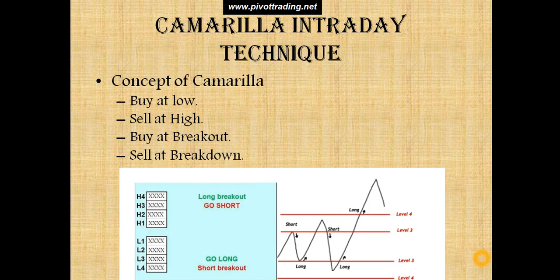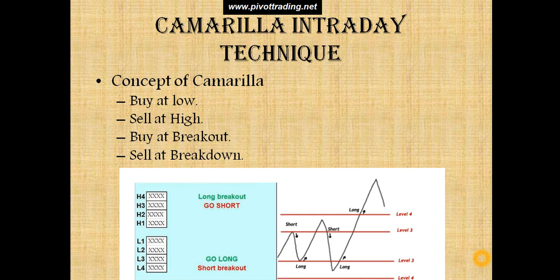Let me explain the basic concepts of Camarilla. The very basic, simple concept of Camarilla is: we buy at low, we sell at high, we buy at breakout, we sell at breakdown. It is as simple as that. Because of these four simple concepts, this technique has been used since ages and is still being used successfully across the markets, not only in India. Maybe it's commodities, maybe it's Forex, maybe it's any international market.